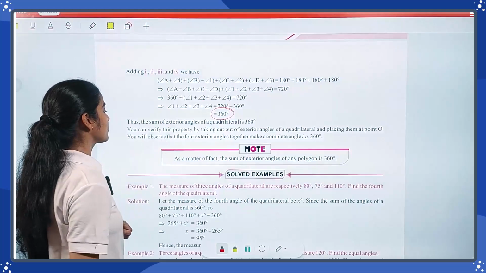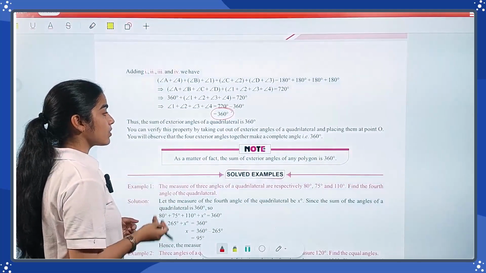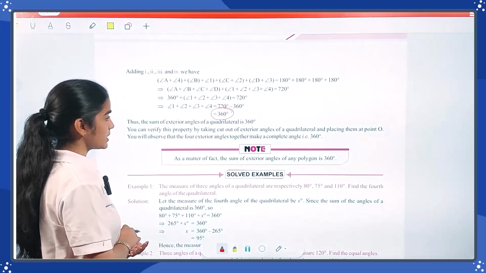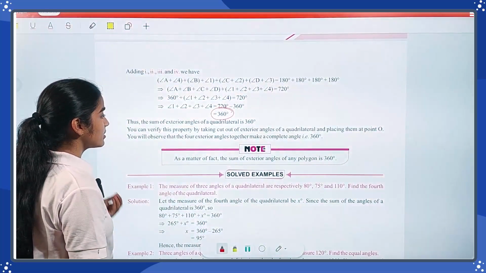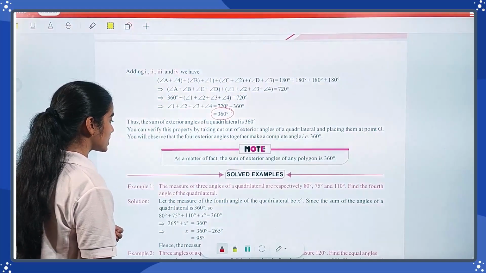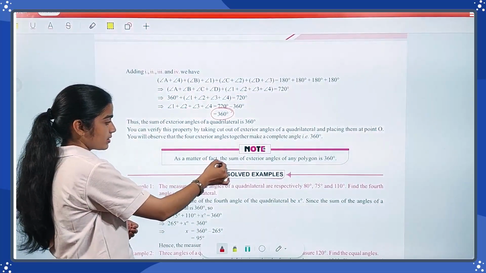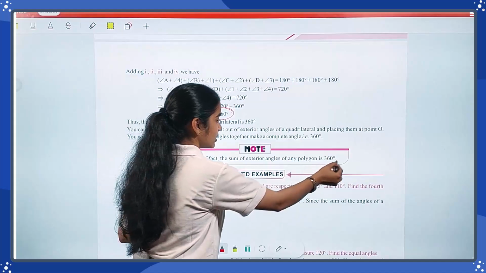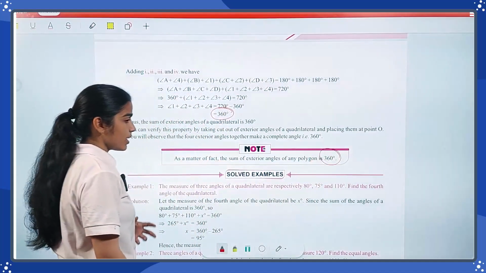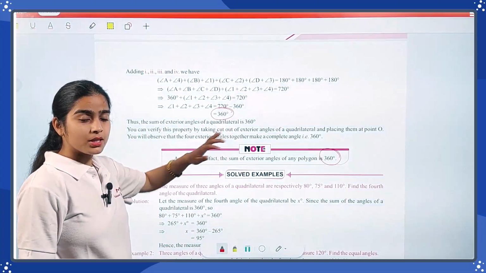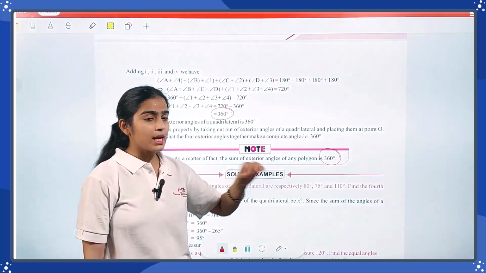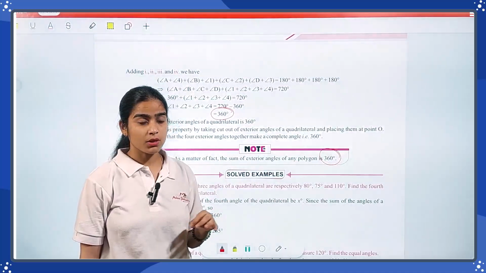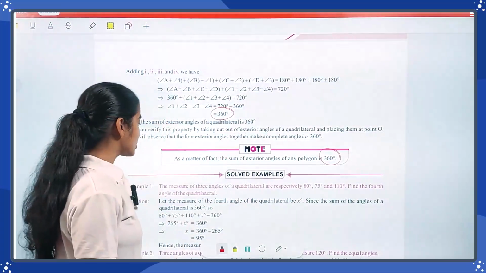You can verify this property by taking cut-outs of the exterior angles of a quadrilateral and placing them at point O. You will observe that the four exterior angles together make a complete angle of 360 degrees. As a matter of fact, the sum of exterior angles of any polygon is 360 degrees. What you have to remember from these concepts is that the sum of interior angles of a quadrilateral is equal to 360 degrees, and the sum of exterior angles of a quadrilateral is also equal to 360 degrees.